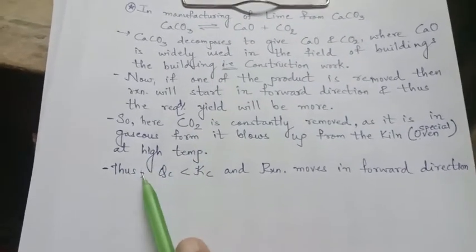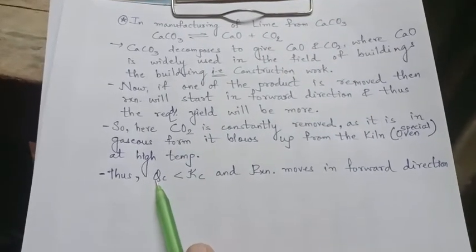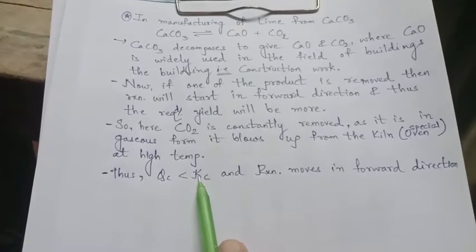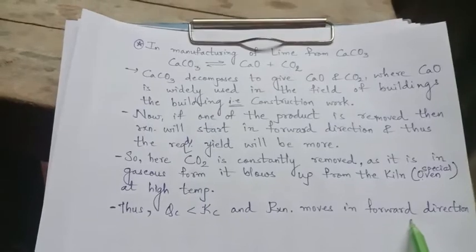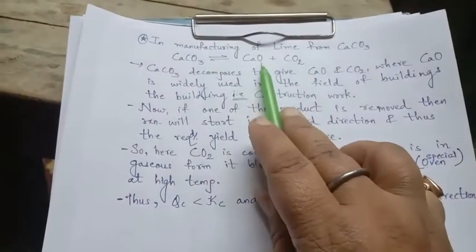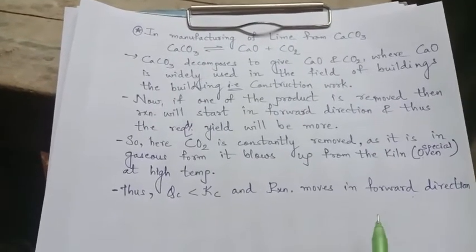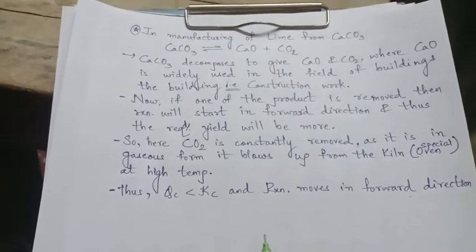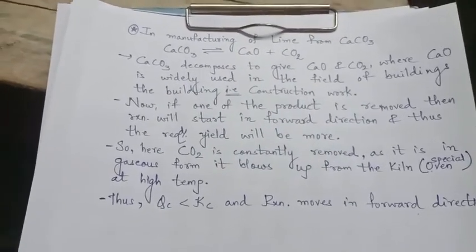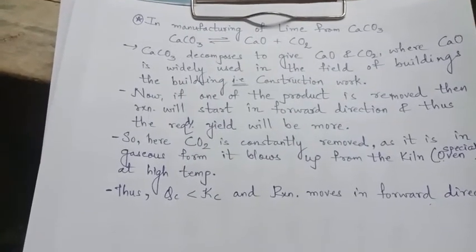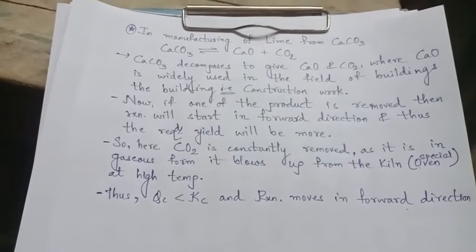temperature. And thus, with the removal of carbon dioxide, that is the product, Qc decreases below Kc, and thus the reaction moves in the forward direction and gives more and more product, that is calcium oxide. So this is the thing: if the concentration changes, that means if the amount of the reactant or product changes, then there is a difference in the direction of the reaction, and accordingly the product is produced. The other effect we will see in the next video. Till then, thank you.